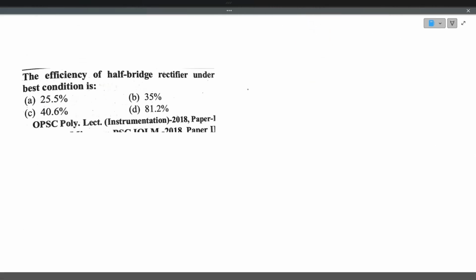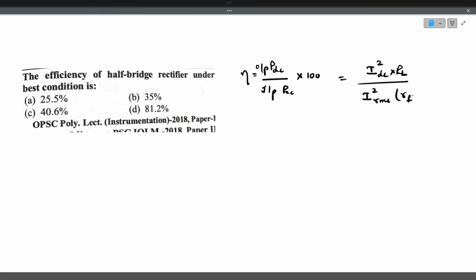Next question: the efficiency of the half wave rectifier under the best condition is. The rectification efficiency is given as output DC power divided by input AC power into 100, which equals I square DC into RL divided by I square RMS into (small rf plus capital RL) into 100. Here the small rf is nothing but the diode forward resistance.